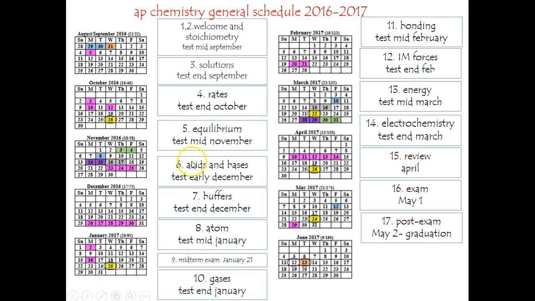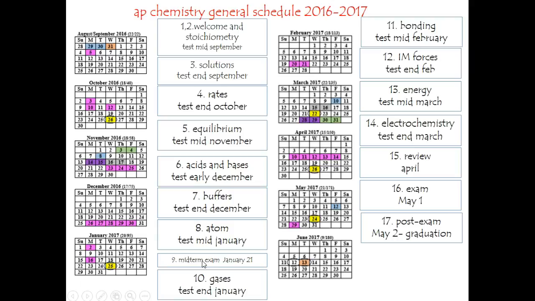Equilibrium through mid-November, acids and bases through early December. Try to get through buffers before the winter break. And then when we come back, we study the atom, which is not as challenging a unit and something that you should have reviewed almost all of before in first-year chemistry. And we'll test that in mid-January, giving us enough time, hopefully, to spend a week reviewing for the midterm exam.